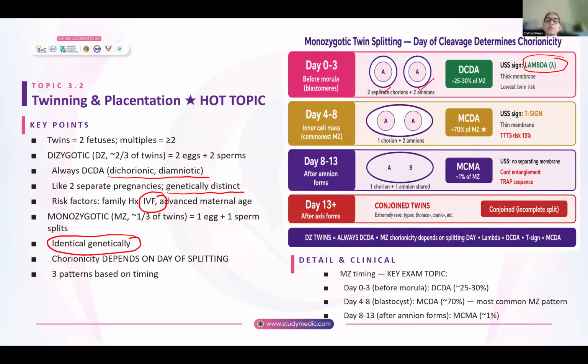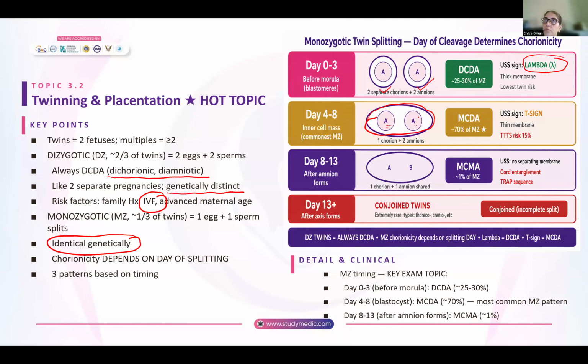Now, if splitting occurs on day 4 to 8, remember, we already saw that the inner cell mass has already developed and the outer cell mass has also differentiated. That means the placenta has already started forming. And it is only the inner cell mass now that has split up. So you get formation of one placenta, and inside it the inner cell mass has divided into two.